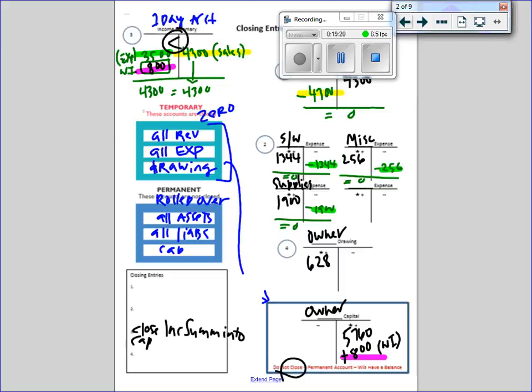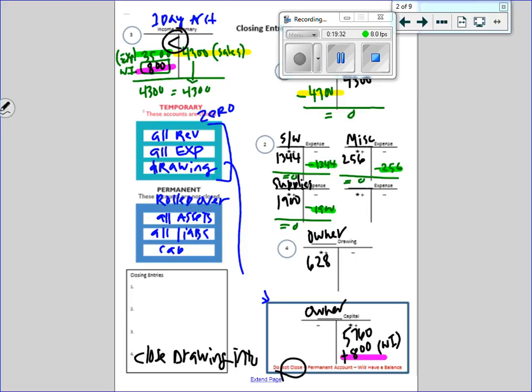Last one! What else do we have to close? What's another word for close? Zero out. What are we closing out in the last one? Close drawing into capital. Because you know what? This owner is sitting there with 5,760 plus the net income, but he or she took money out of the business.